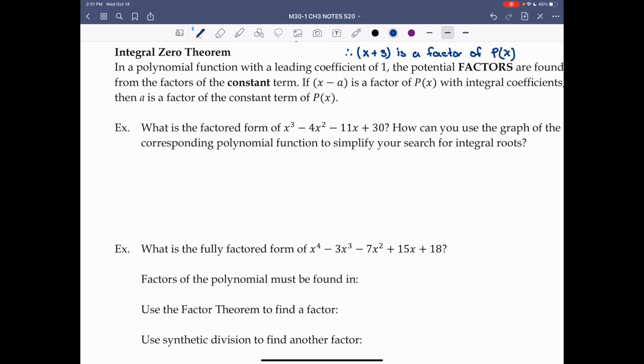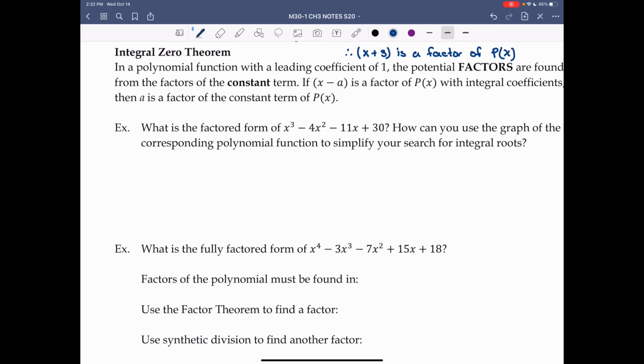The integral zero theorem. In a polynomial function with a leading coefficient of 1, the potential factors are found from the factors of the constant term. If x minus a is a factor of p of x with integral coefficients, then a is a factor of the constant term of p of x. Example: what is the factored form of x cubed minus 4x squared minus 11x plus 30? How can you use the graph of the corresponding polynomial function to simplify your search for integral roots?